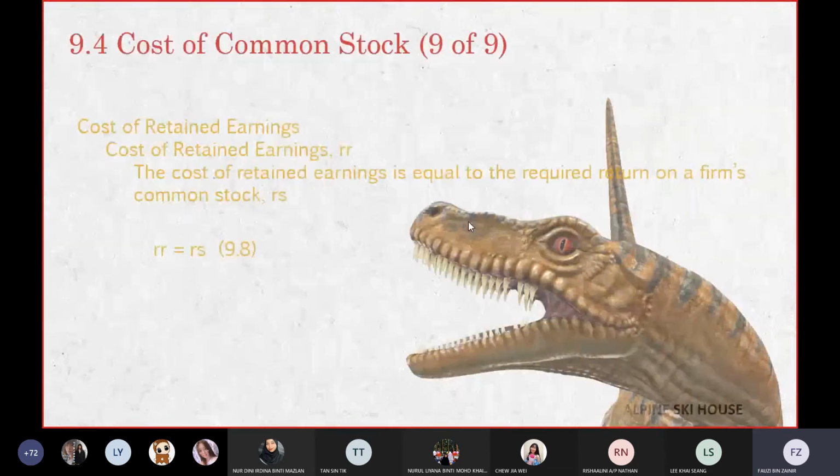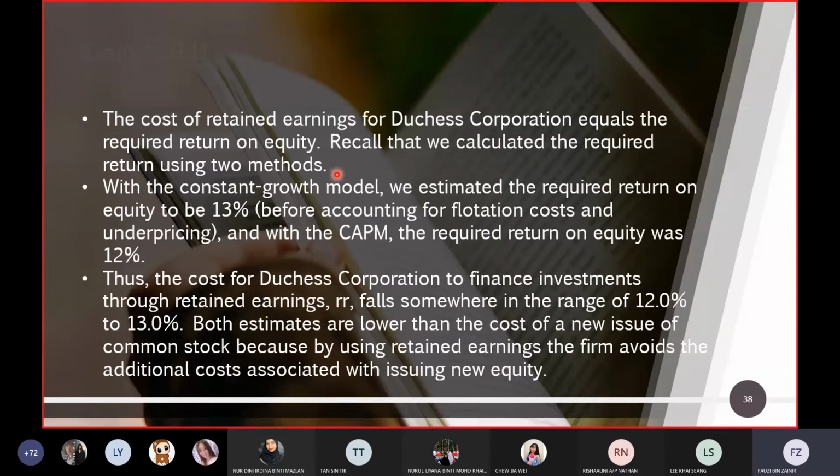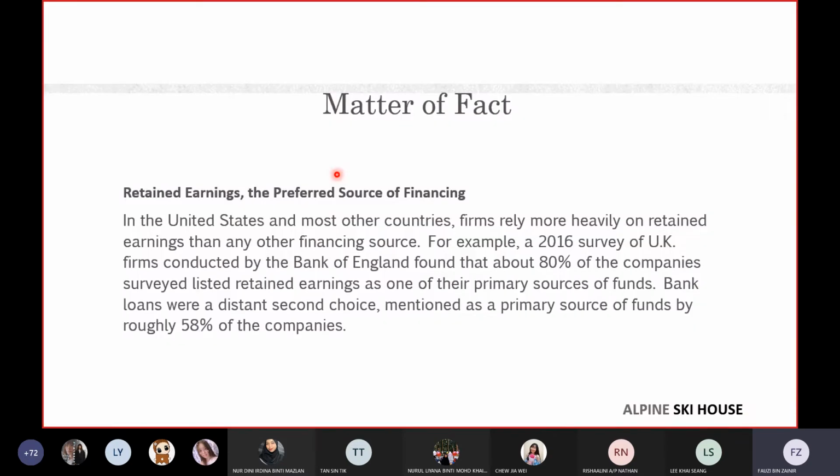No. Okay, so in a nutshell, what is it? Cost of retained earnings is the return for the retained earnings. So r here is supposed to be a small subscript here. The cost of retained earnings is equal to the required return on the firm's common stock. So basically, the gist of what we are doing here is that when we calculate the cost of retained earnings, we are calculating the cost of common stock without including all the flotation costs. All right, I think I've already mentioned that.